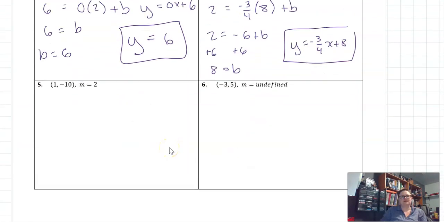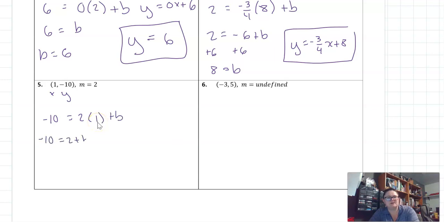Okay, 2 more. Again, at any point, if you're like, I get this, hit pause, try them on your own, and then just check your answers when you're done. X equals 1, y equals -10. So we have -10 equals 2 times 1 plus b. -10 equals 2 plus b. Subtract 2 on both sides.